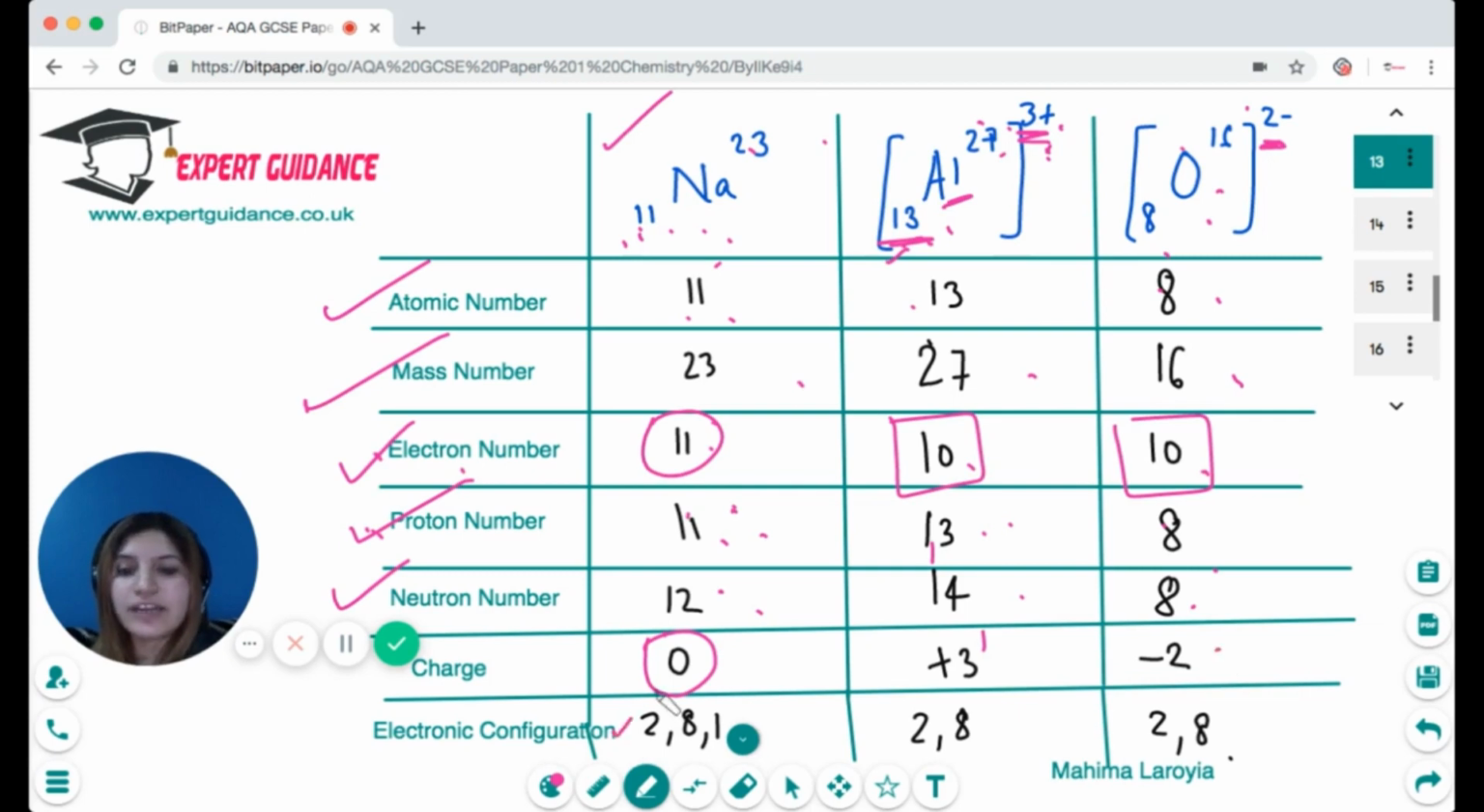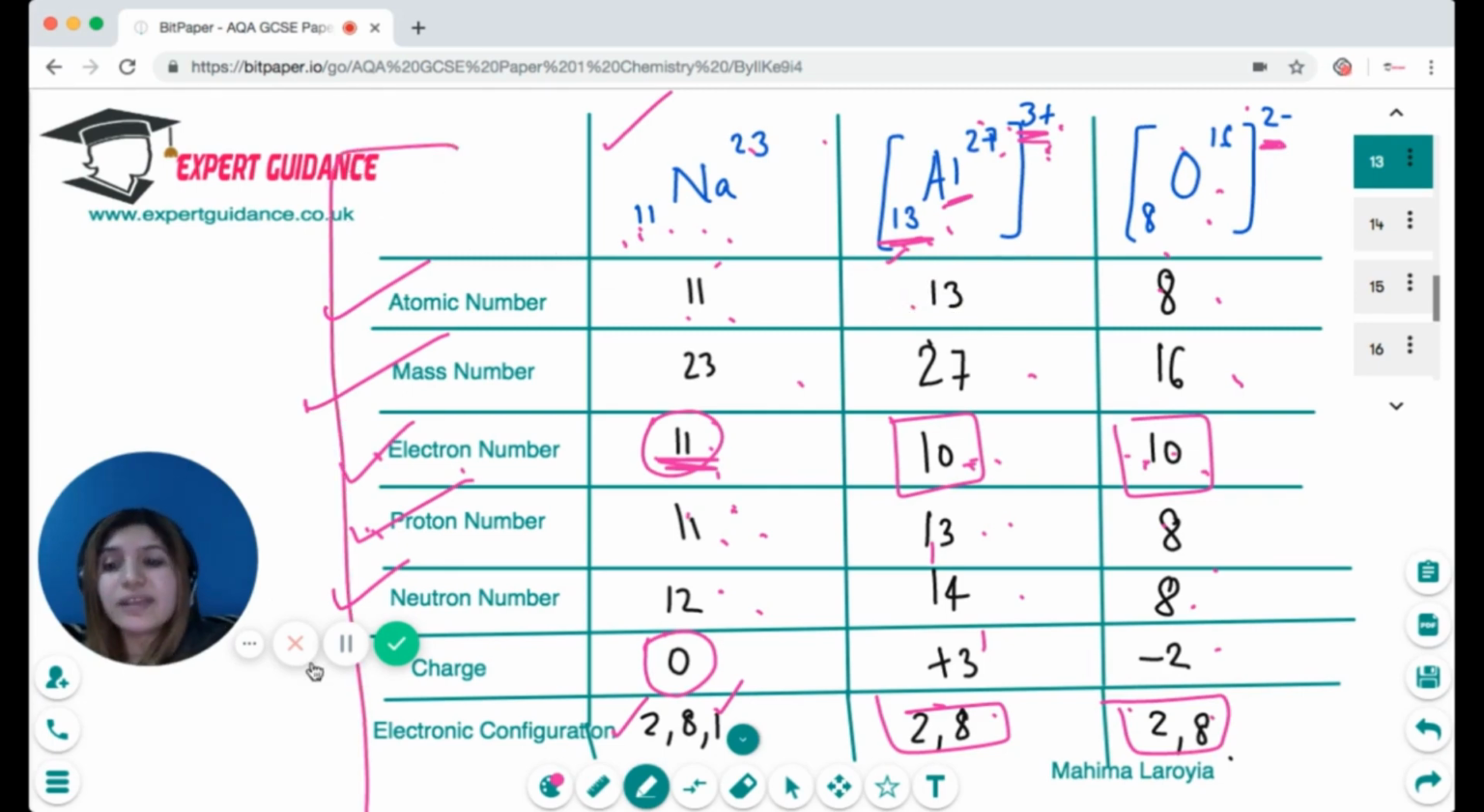Now electronic configuration: since the electron number is 11, it is 2 in the first shell, 8 in the second shell, and the leftover 1 in the third shell. These both have 10 electrons. So 2, 8, a full outer shell configuration, you will have for both these ions. Okay, so I hope you are able to do this because these questions are often asked in the exam where they give you an element and they ask you to work out the atomic number, mass number, electron number, proton number, neutron number.